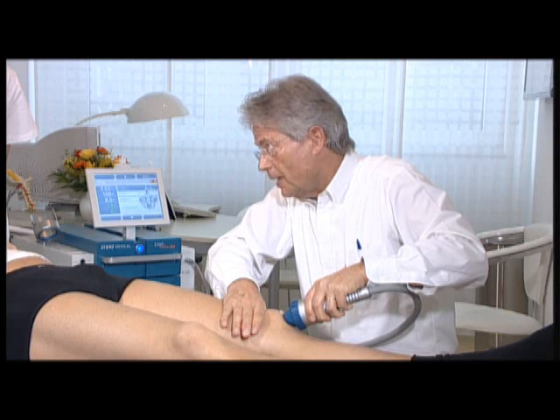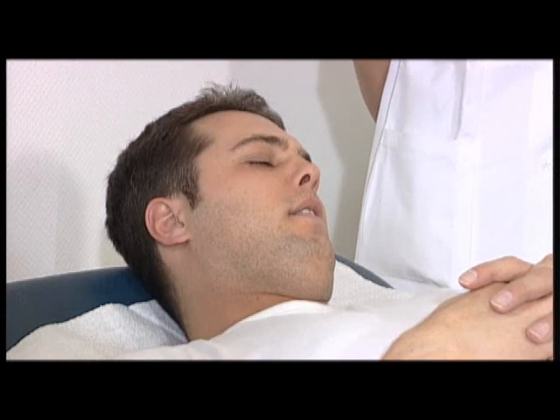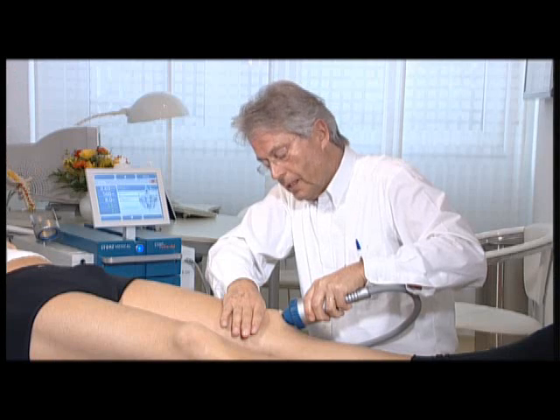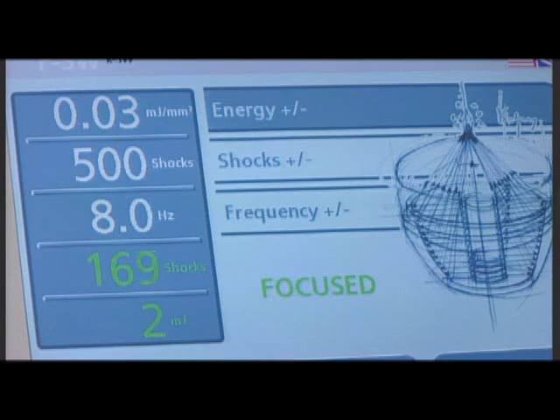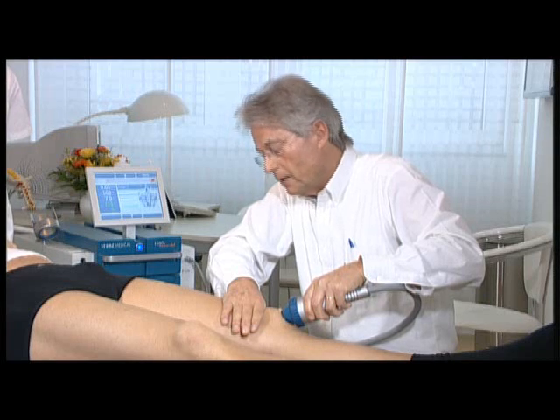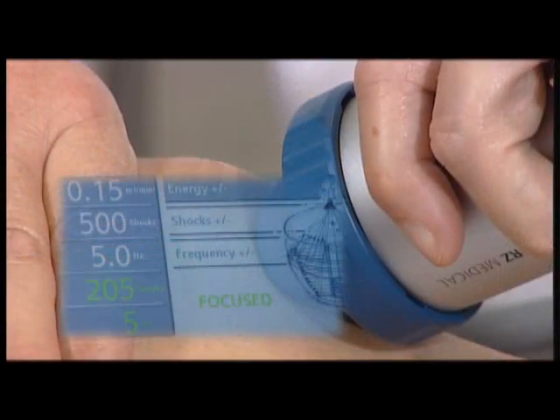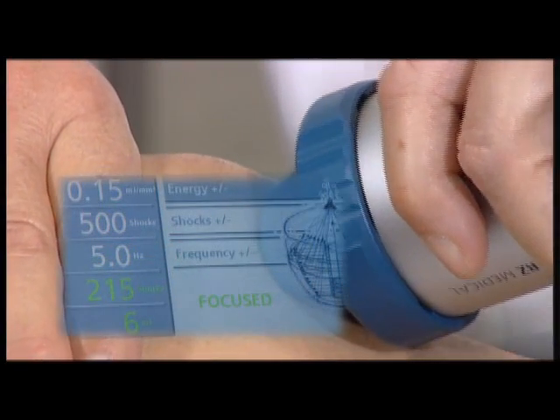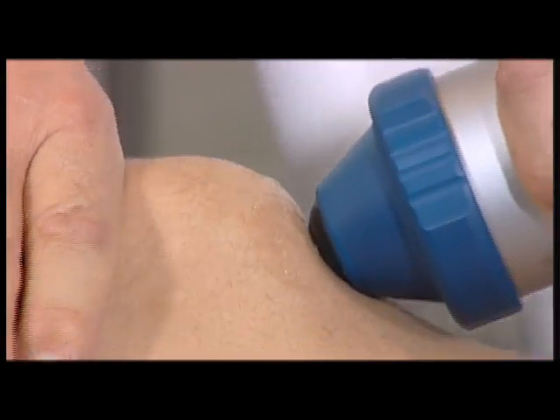Application is started at the lowest energy level. The selected delay line determines the therapeutic penetration depth. The energy level is then adjusted to the recommended setting so that the diagnostic use of focused shock waves can be followed by the actual therapy without any interruption.